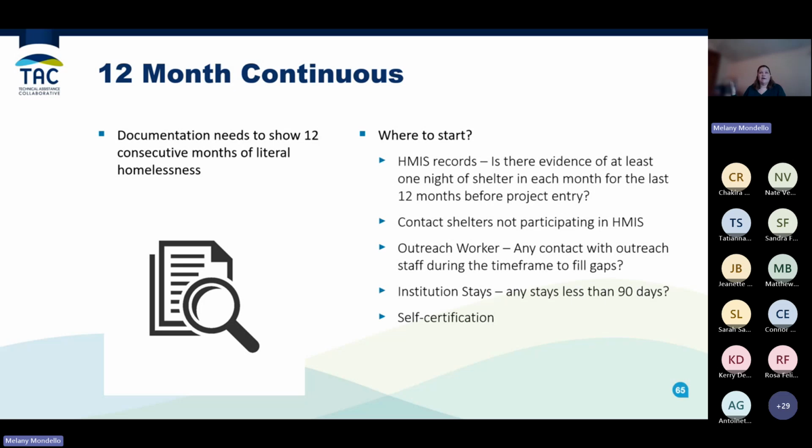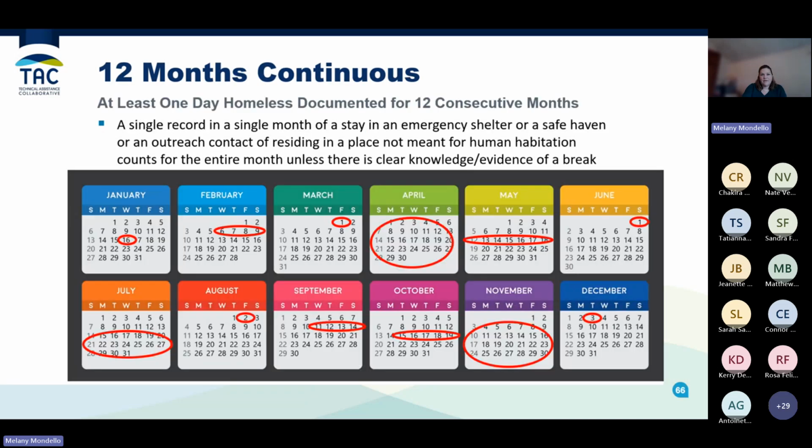Maybe the HMIS provides you with 8 months, but people were living unsheltered in between. You could see there's an outreach worker note. Maybe they could fill the gap for the months. Maybe they're out in an institution, which is why they're not showing anywhere. That could be something you could have the person certify or confirm with other providers. And then again, with 12 months continuous, maybe some of it's HMIS, some of it's outreach, some of it's self-certification. It's okay to have that mix as you're trying to get this documentation of an entire year of somebody's life.